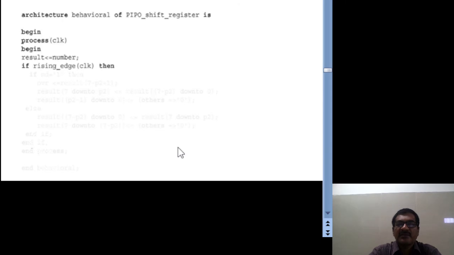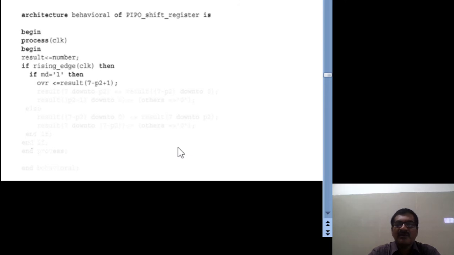So if it is the rising edge of the clock, then you have to check the MD value. The MD value decides whether the operation is a multiplication or a division operation. For that checking, an if statement is used: if MD equal to 1, that is the multiplication operation. After multiplication, if overflow happens, it has to be loaded in OVR. OVR is the signal to hold the overflow.